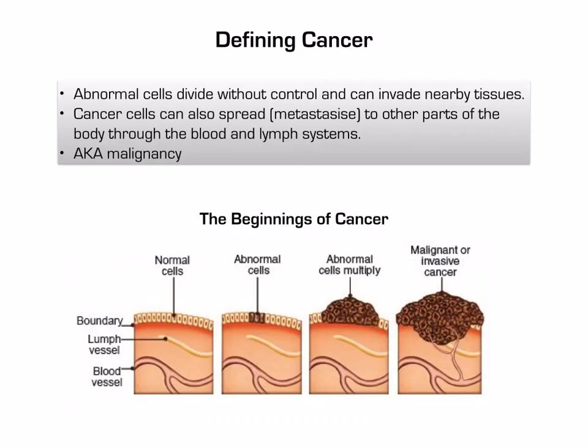The nature of the problem. Cancer can be defined as abnormal cells that divide without control and can invade nearby tissues. Cancer cells can also spread or metastasize to other parts of the body through the blood and the lymph systems, and it is also known as malignancy.